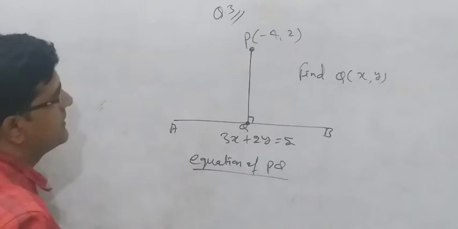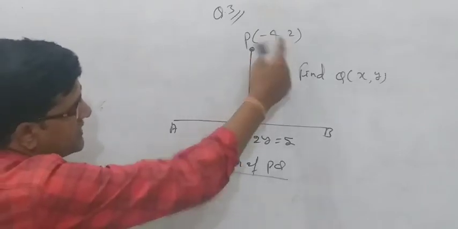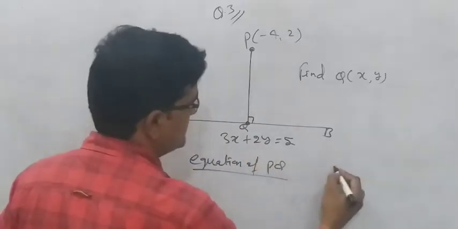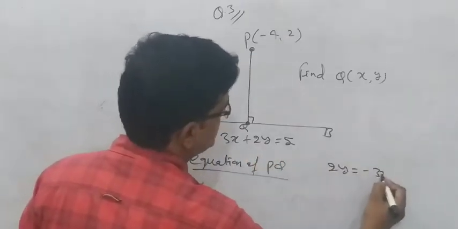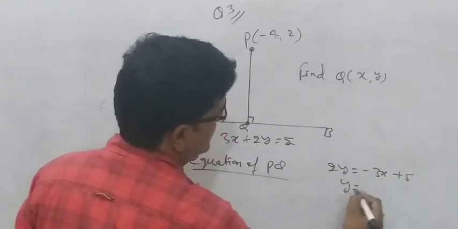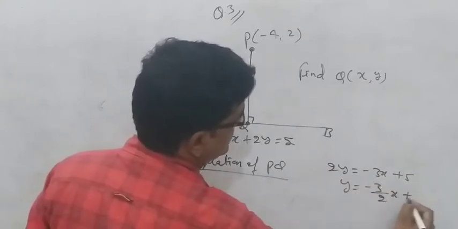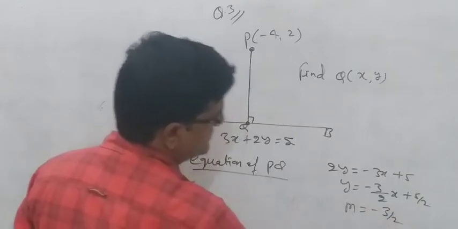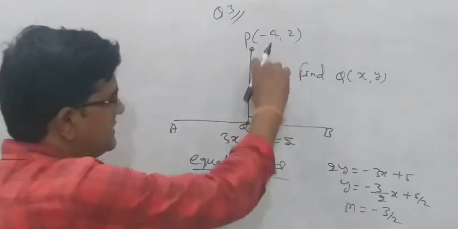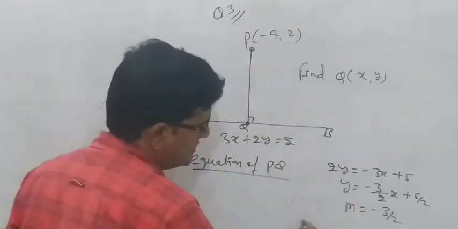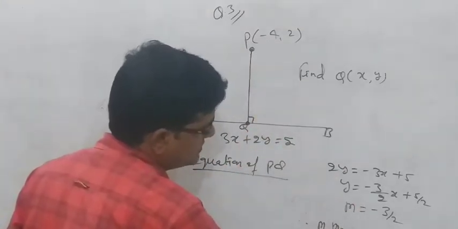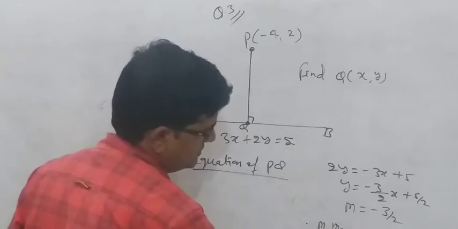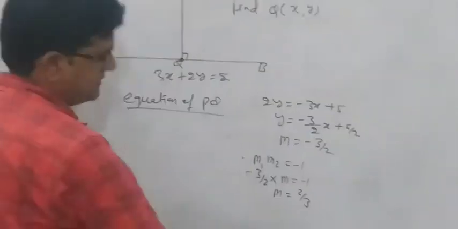The line PQ passes through (-4, 2) and is perpendicular to this line. From this, 2y is equal to -3x plus 5, so y is equal to -3/2 x plus 5/2, and the slope is equal to -3/2. And this is perpendicular, therefore m1 into m2 is equal to -1. So -3/2 into m, therefore m is equal to 2/3. Understood?